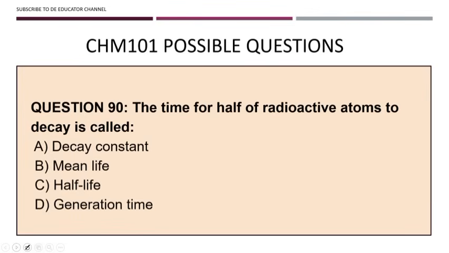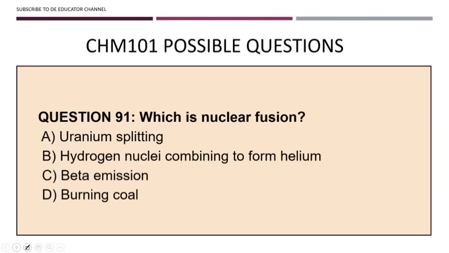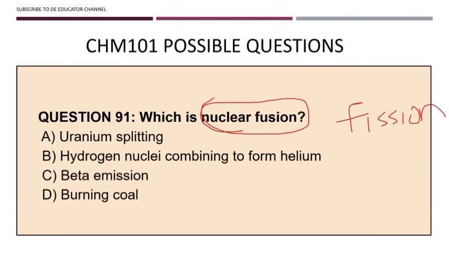Okay. 90. The time for half of radioactive atom to decay is known as half-life. So a calculation that you might be seeing in radioactivity is half-life, and you should know the half-life calculation. Okay. Number 91. Which is nuclear fusion? When you hear nuclear fusion, it has to do with combining, joining. Then fission has to do with breakdown, right? When they say uranium splitting, that's fission because it's breaking down. Hydrogen nuclide combining to form helium, that is fusion, combining together, right? So the correct answer is option B.